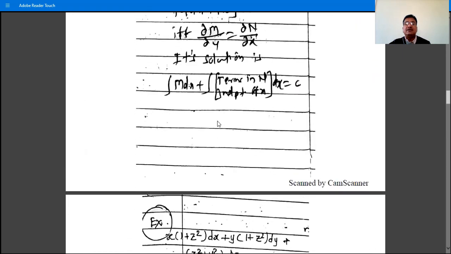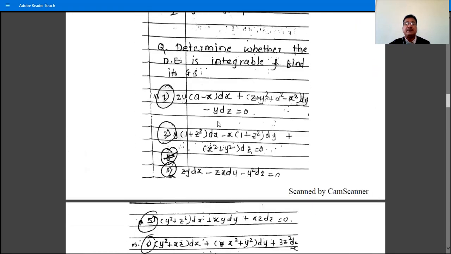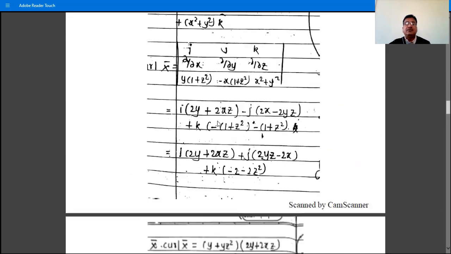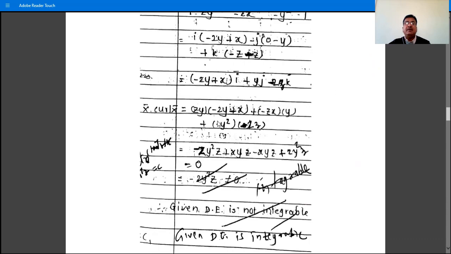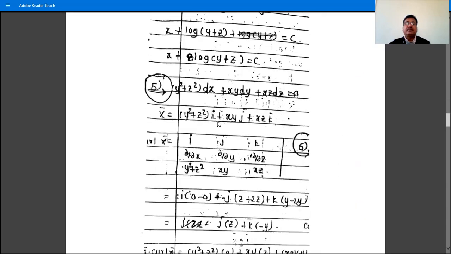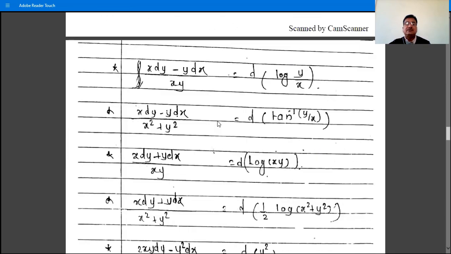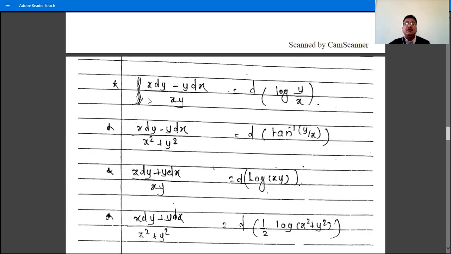So the given differential equation is in single variable separable form. In order to integrate the remaining factors, use this chart. This is the chart. If the factor is of this type, x dy minus y dx divided by x into y, then it is the derivative of log y by x. So what is the derivative of log y by x?